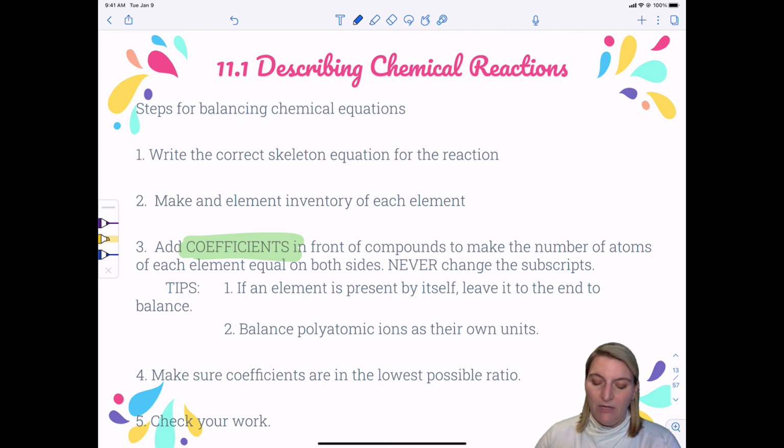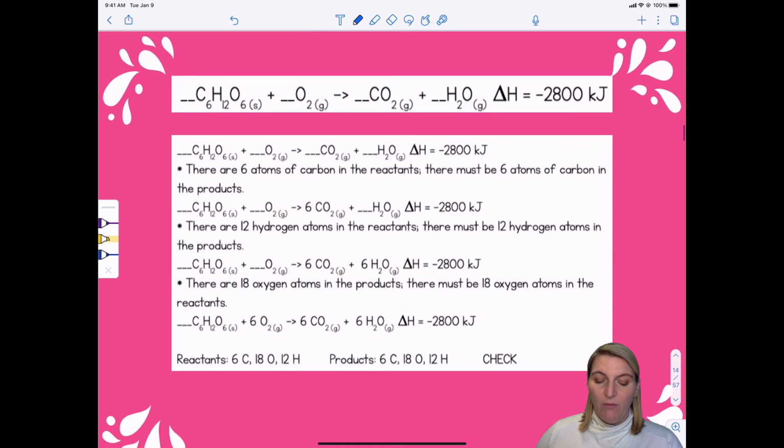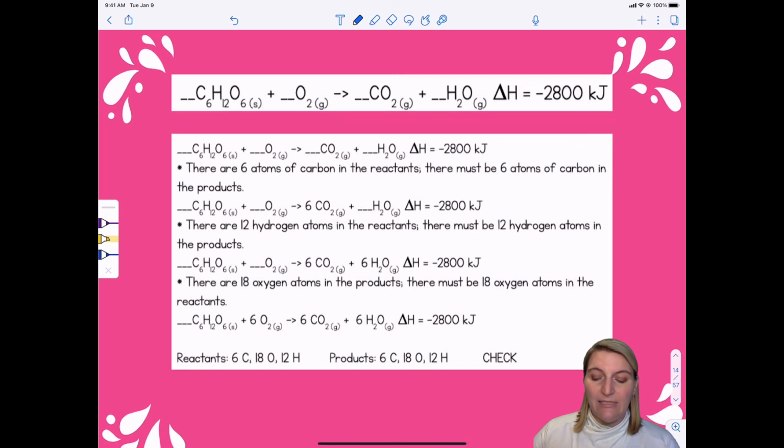So there's a couple tips here. If an element is present by itself on one side of the chemical equation, if you leave that to the last to balance, that will often make it easier. And if you notice a polyatomic ion, instead of trying to balance the individual atoms that make up that ion, just balance that ion as a unit. When you're done, you make sure that the coefficients are the lowest number possible, and you can always go back and check your work. So here is an example with all the steps that you would normally do.